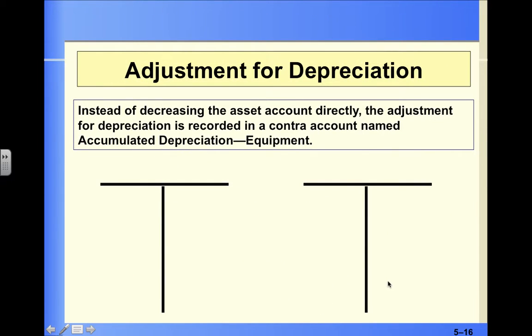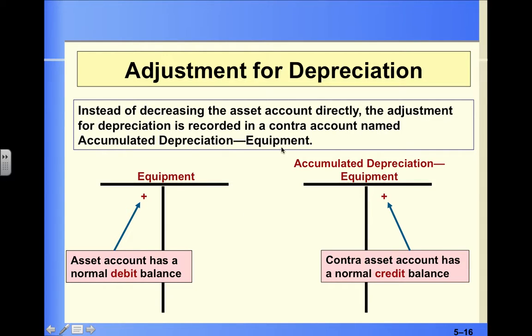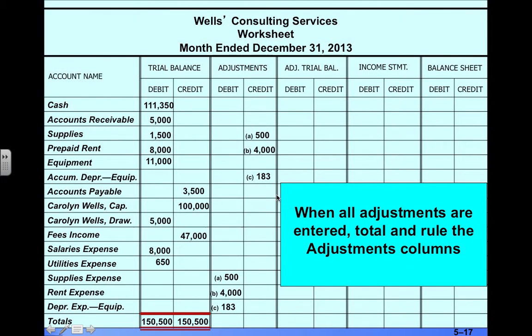So how do you journalize that? Instead of decreasing the asset directly, the adjustment for depreciation is recorded in an account called accumulated depreciation equipment. They don't want to credit the equipment directly, they credit a contra account. I'll talk more about that in class. So what you do is you debit the expense, depreciation expense, and you credit accumulated depreciation.